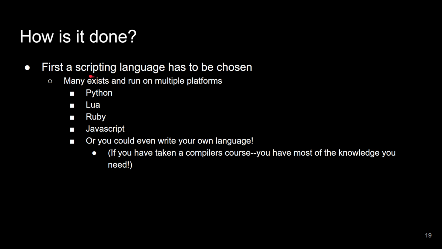So again, how's it done? First, a scripting language has to be chosen that we want to use. In this class, I'm going to talk about Python, but some other popular ones are Lua, Ruby, JavaScript, or you can even write your own scripting language. Some of you are going to go on to take compilers courses here at Northeastern. That's one of the things we're known for, programming languages and compilers. Then you'll have enough knowledge to actually build your own programming language, which is pretty cool.